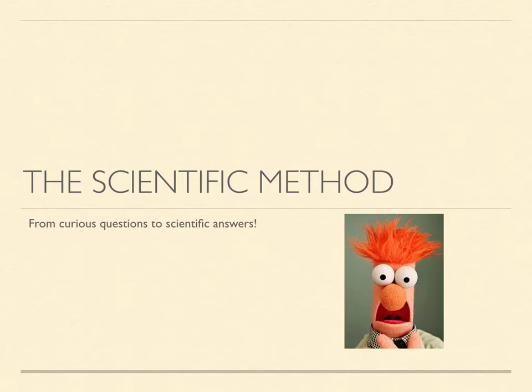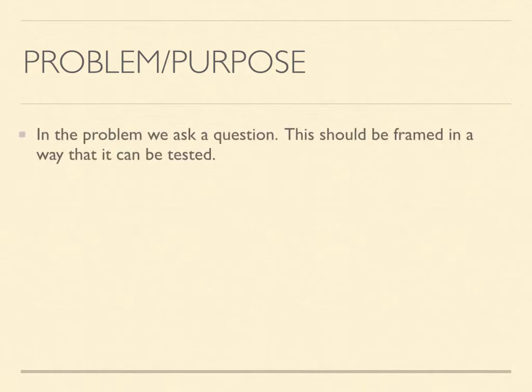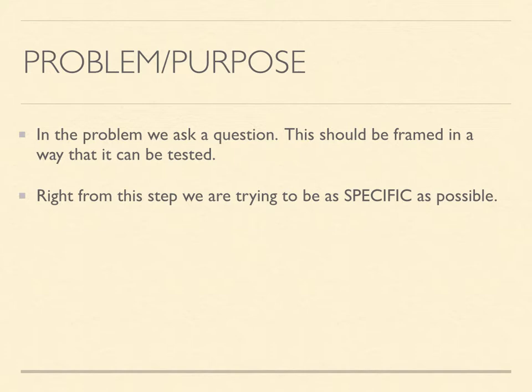Scientific inquiry is all about curiosity and questioning. And so it's important to note that our first step is identifying some sort of problem or a purpose to doing the experiment or asking the question. We want to make sure that in the problem we do ask a question. This should be framed in a way that it can be tested. Right from this step, we're trying to be as specific as we can be. However, in this step, we're often not quite specific enough.